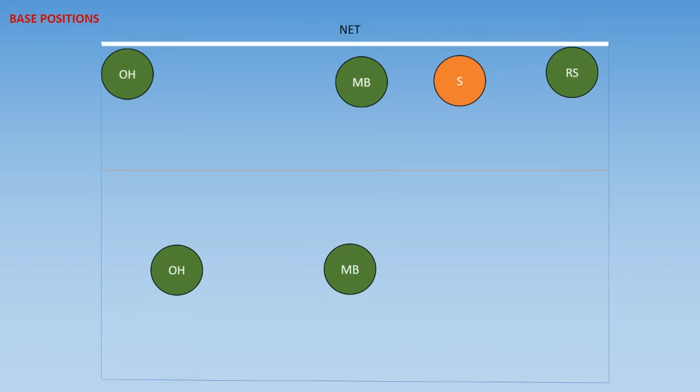And again, one of the main strengths of running in these base positions is that the outside hitter and the middle blocker and the right-sided hitter are always going to be hitting from these same positions. So they're going to get really good at hitting from these positions and really be able to develop a chemistry with the setter.